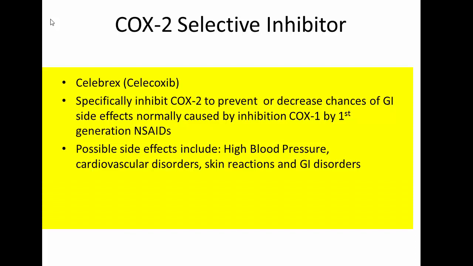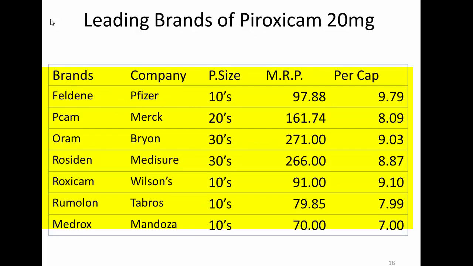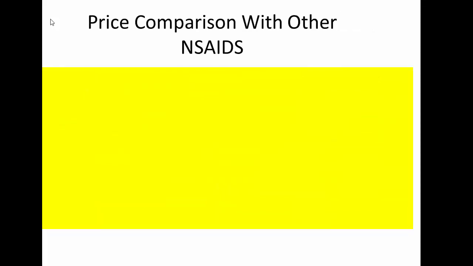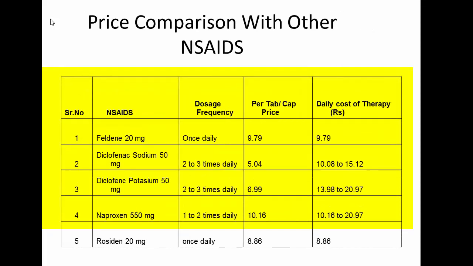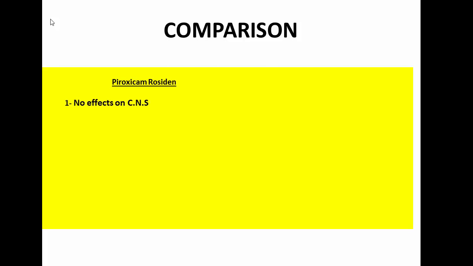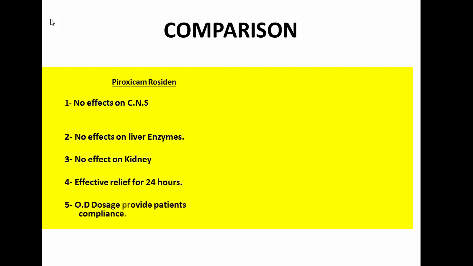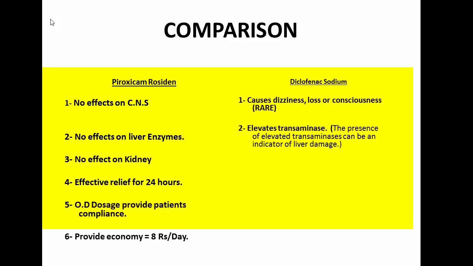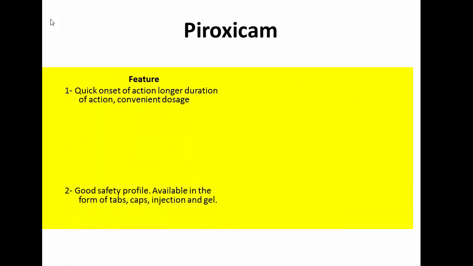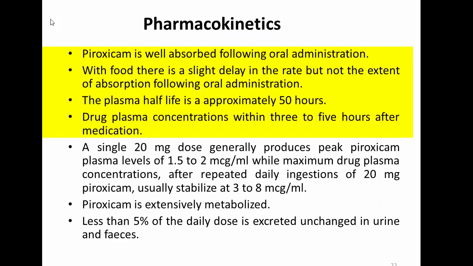Leading brands of Piroxicam 20mg. Brands: Feldene, Pcam, Orem, Rosiden, Roxicam, Rumelin, Medrox. Price comparison with other NSAIDs. Comparison. Piroxicam features and benefits.